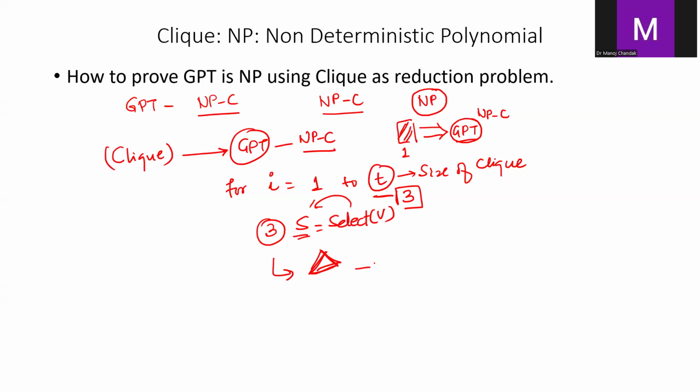So this verification can be done in polynomial time, but this selection is random, and this selection may or may not work, it may not work at any time, and it may work in the first go itself. Hence, there is non-determinism here, and the verification is done in polynomial time. So we call this GPT as NP complete. Hope you understood the idea of NP complete in this video.